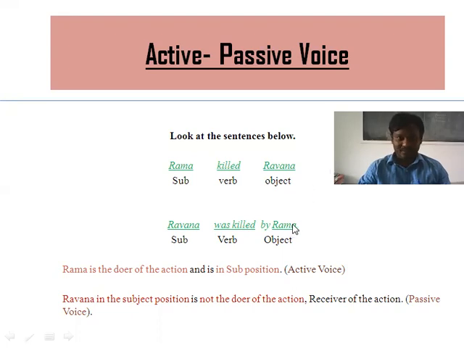So by this, we can conclude that a subject must also be a doer of the action when it is an active sentence. When that condition is not getting fulfilled, it is called a passive sentence. That is the basic difference. And the other thing that we do is this object is preceded with a preposition by.